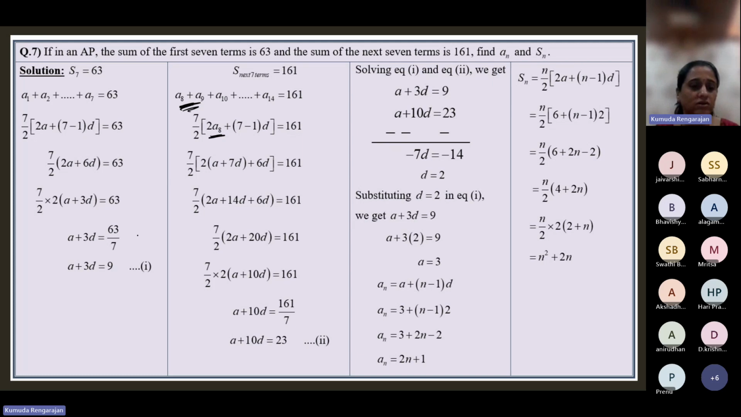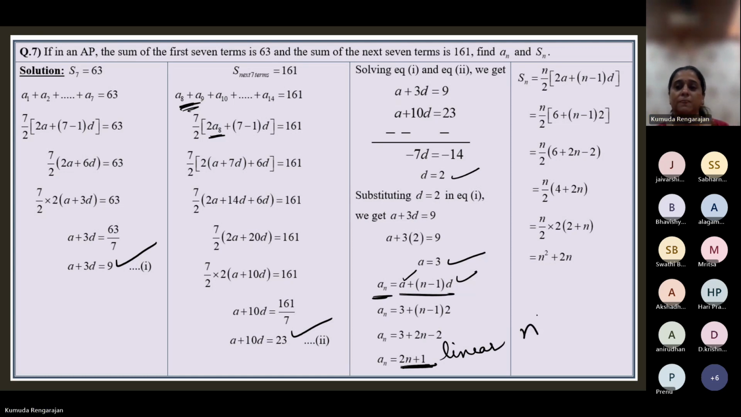When you work this out, here are the 2 equations, 1 and 2. Solve the 2 equations and find the values of d and a. Then in the an formula, substitute the values for a and d. You will get the expression for an, and you can see it is linear in n, with n as the variable. And to find Sn, write the Sn formula and substitute for a and d. n is n only. So you get a quadratic expression with variable n.